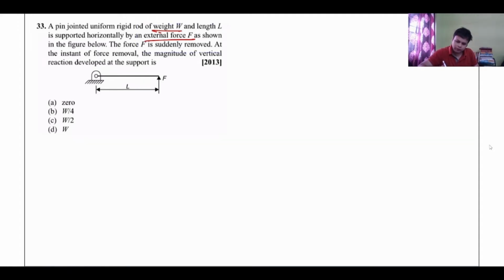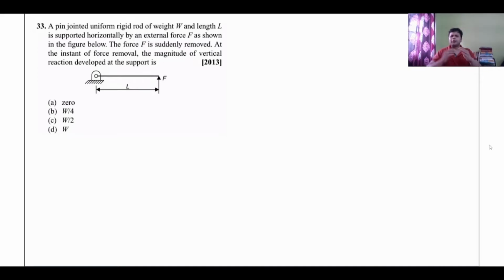Now, the force F is suddenly removed. At the instant of force removal, means we are asked just at the instant when the force is removed, the magnitude of vertical reaction developed at the support is.